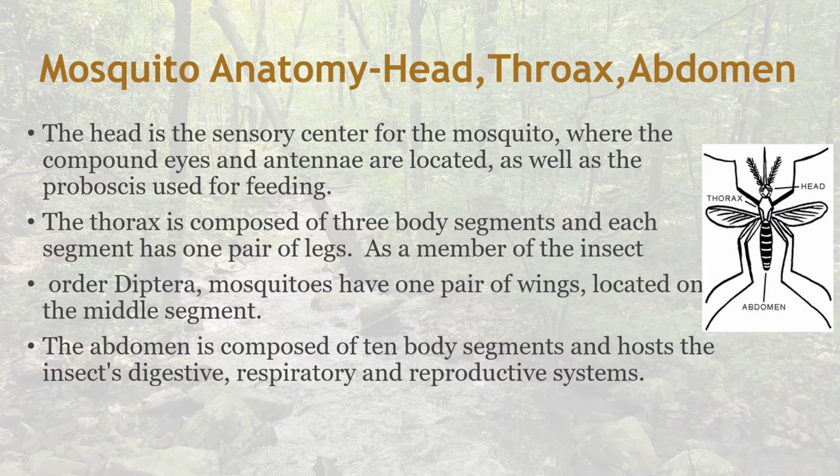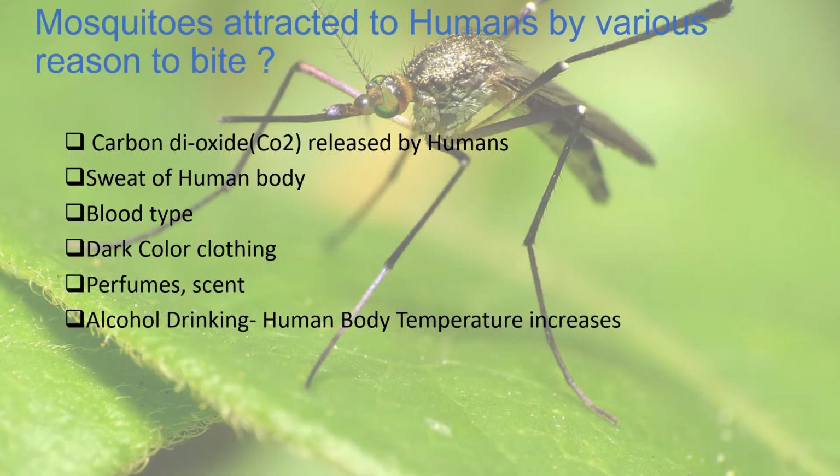The mosquito life cycle consists of egg, larva, pupa, and adult stages. Eggs are laid on the water surface. Mosquitoes are attracted to humans to bite for various reasons: carbon dioxide, CO2, released by humans; sweat of the human body; blood type; dark color clothing; perfumes and scent; alcohol drinking; and increased human body temperature.